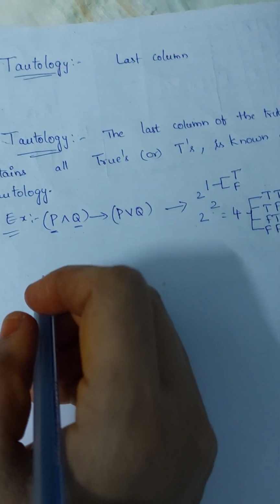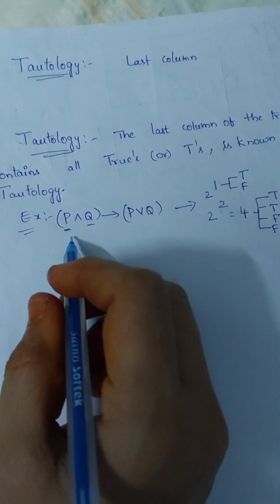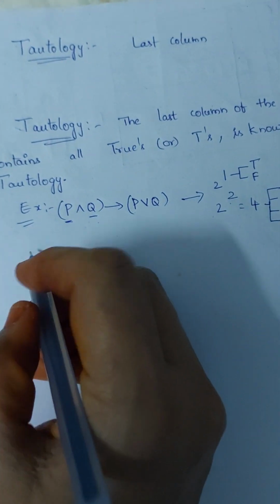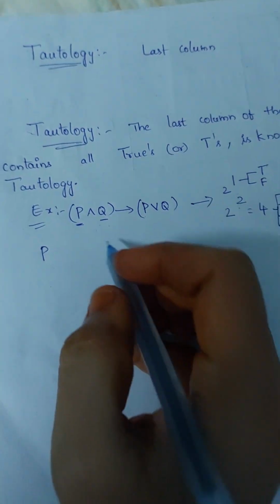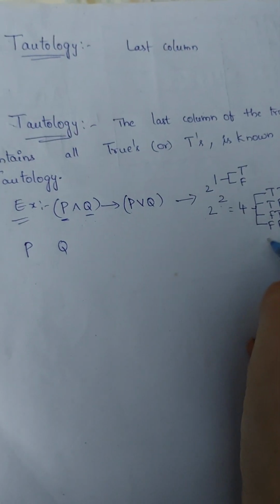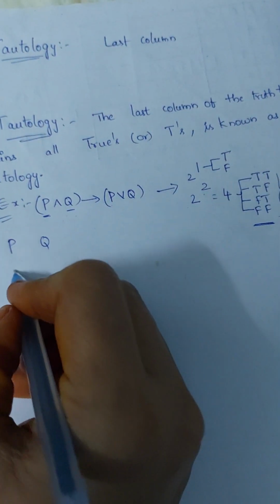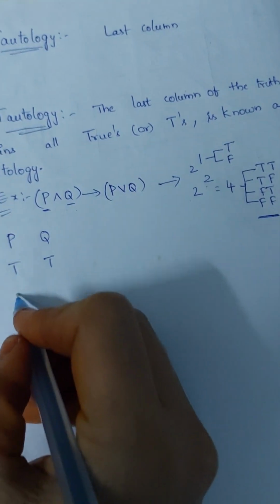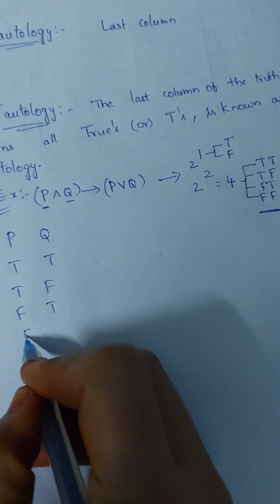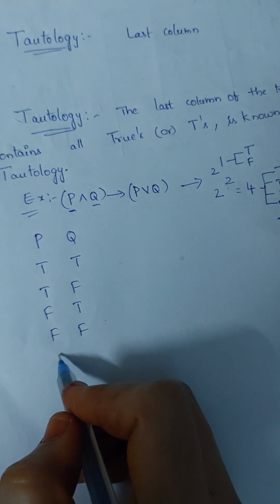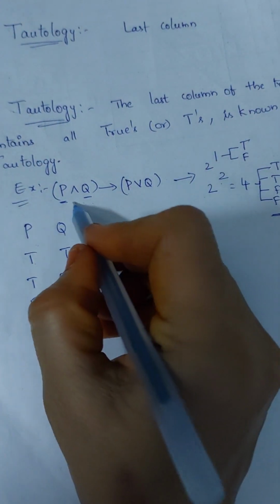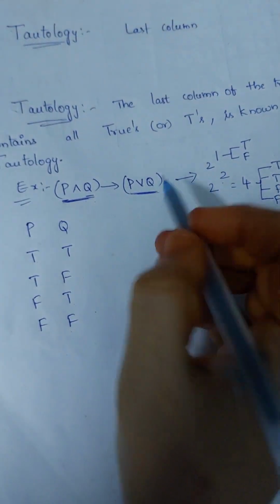Whenever there are two statements, we write the truth table like this. First write down the P values and then the Q values. The possible ordered pairs, as I already told you, are true true, true false, false true, false false. In this way we write the truth values for the two statements, and then based on the expression we need to take the partitions.